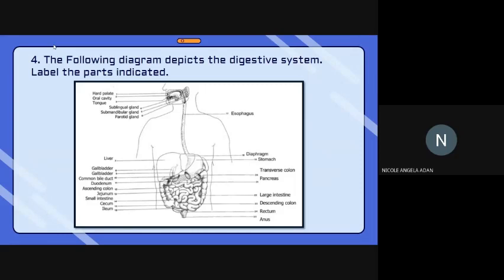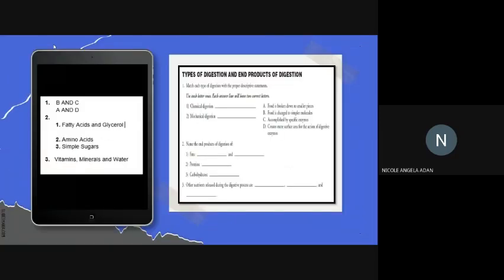15. Cecum. 16. Ileum. 17. Esophagus. 18. Diaphragm. 19. Stomach. 20. Transverse colon. 21. Pancreas. 22. Large intestine. 23. Descending colon. 24. Rectum. 25. Anus.